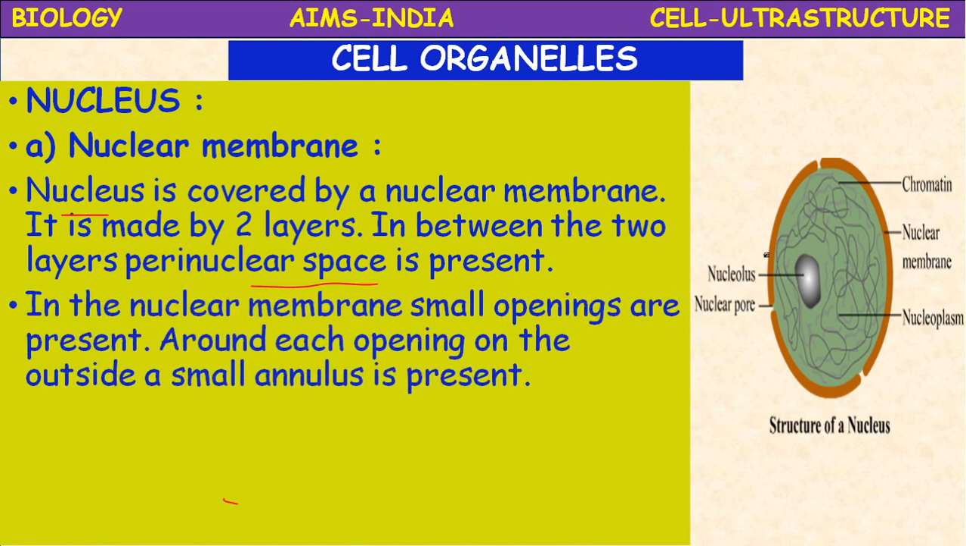Next, the nuclear membrane possesses small openings like this. Several openings are present, and these openings are called nuclear pores. Around each opening on the outside, a small annulus is present.